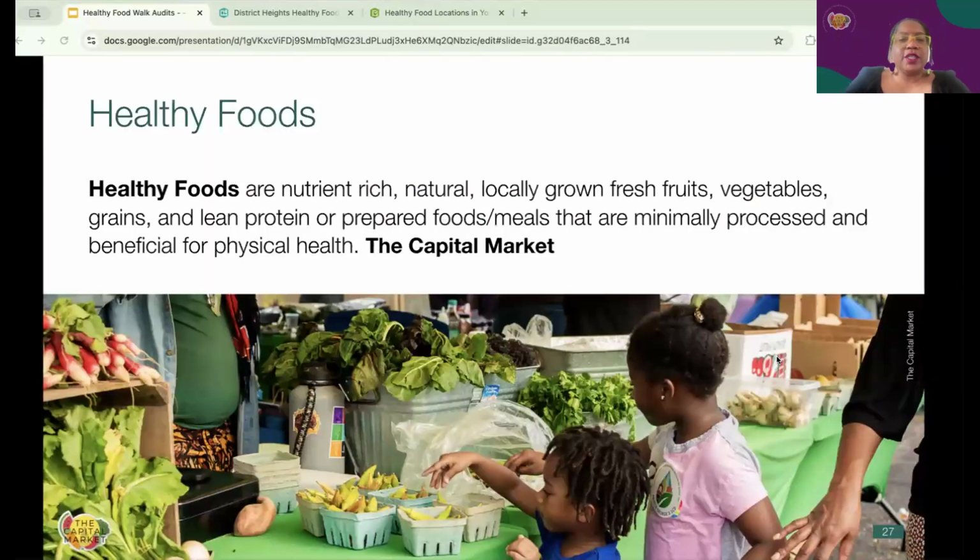The overall definition that we came up with is that healthy foods are foods that are nutrient rich, could be fresh, local, ideally locally grown. It could be prepared foods or foods that are minimally processed, because we recognize that not everyone necessarily has a lot of time to cook food from scratch, but prepared foods that are minimally processed also count as healthy foods. Of course, it includes fruits, vegetables, grains, nuts or lean meats. And there was a big emphasis on foods that were not processed. And overall, the food is beneficial for physical and emotional health.